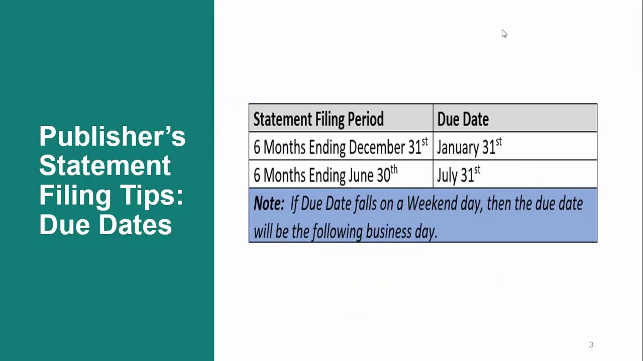So as you all know, the December publisher statement, the 6th month ending December 31st, 2018, is going to be due here shortly. Just as a reminder, our December ending publisher statements will always be due on January 31st. For the ones that are 6th month ending June 30th, they will be due July 31st. Now, if the filing deadline happens to fall on a weekend, it will be due the following business day.